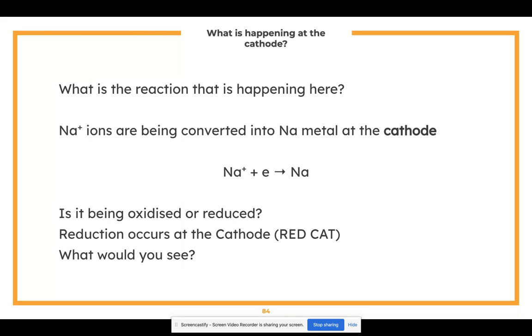So again, what is happening at the cathode? Sodium Na+ ions are being converted into Na metal, or Na+ plus 1 electron gives sodium metal. And because it is happening at the cathode, Red Cat, reduction is happening.